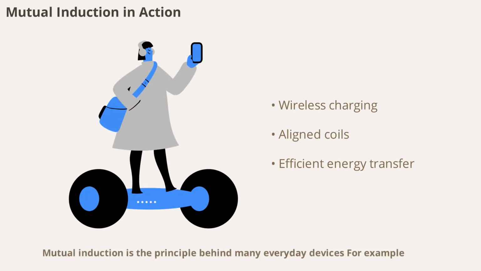Mutual induction is the principle behind many everyday devices. For example, wireless chargers use mutual induction to transfer energy from a charging pad to a device without direct contact. By aligning coils in both the charger and the device, energy is efficiently transferred through changing magnetic fields, showcasing the practical power of electromagnetic induction.